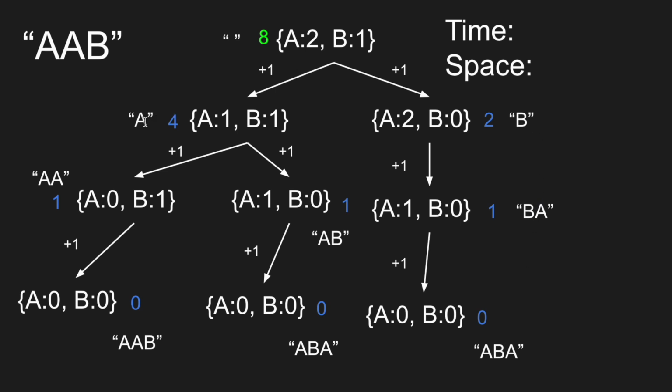And if we go this route, if we choose to add A, then we can choose to add A again, or we can choose to add B. And if we choose to add B, then we can add A afterwards. And if we choose to add A first, then we can add B afterwards. So in total, there will be 8 possible sequences for this example.